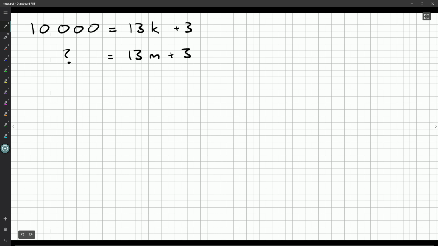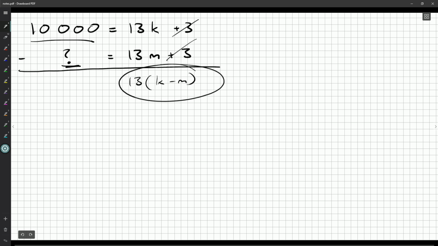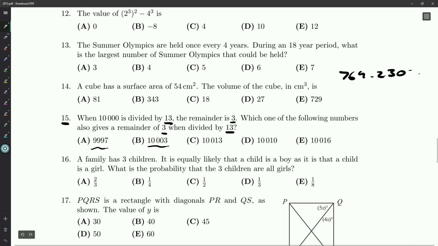And in fact, if we take 10,000 and we subtract off our mystery number, that's the same as taking 13k plus 3, subtracting off 13m plus 3. The 3's will cancel out, and we'll be left with 13 times k minus m when you factor out the 13. So the difference between 10,000 and any other number that has a remainder of 3 when you divide by 13 is a multiple of 13. And so if we realize that, we could say, well, which of these options differs from 10,000 by a multiple of 13?